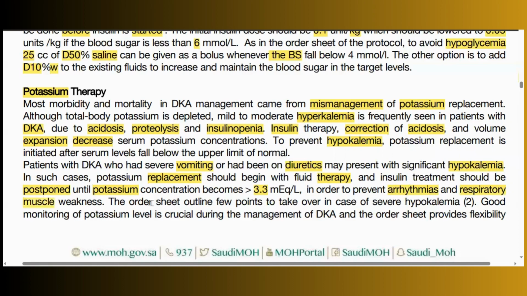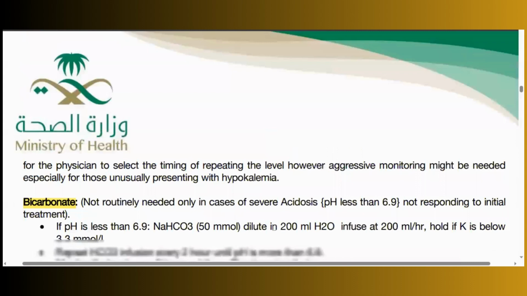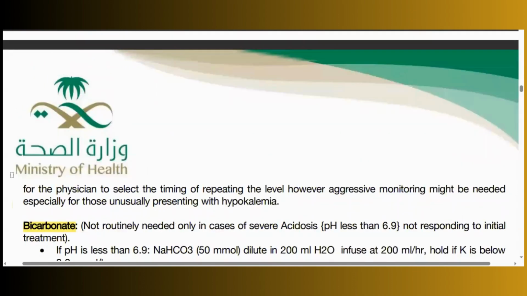Then, the order sheet outlines a few points to take over in case of severe hypokalemia. Good monitoring of potassium level is critical during the management of DKA. The order sheet provides flexibility for the physician to select the timing of repeating the level. However, aggressive monitoring may be needed, especially for those unusually presenting with hypokalemia.